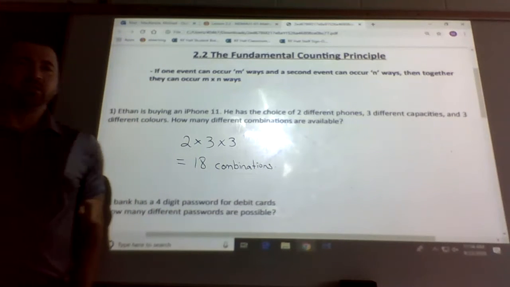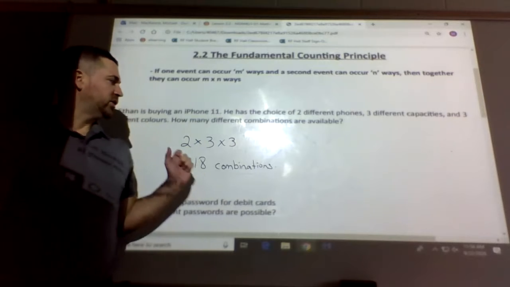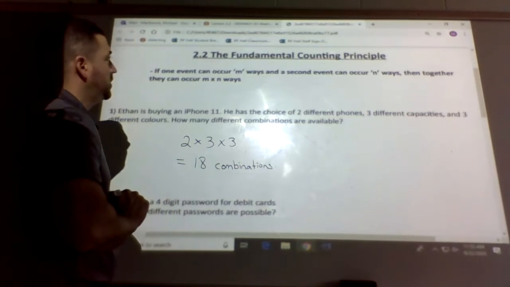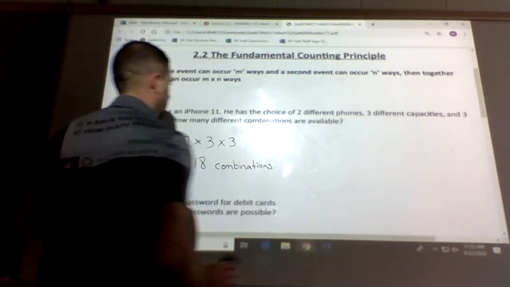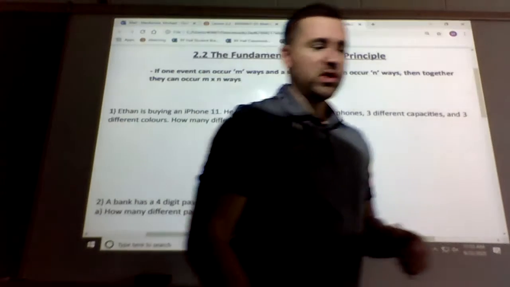Okay, so instead of making a tree diagram, which would take a lot of space and a lot of time, we could just multiply them together. Okay, moving on to question two.